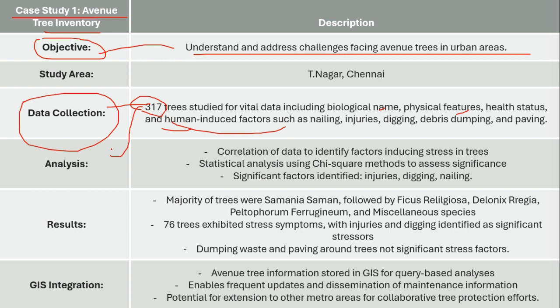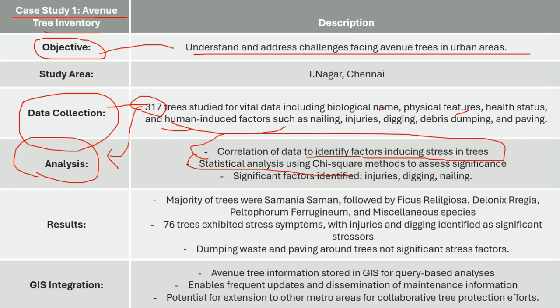So on these data sets, what analysis has been done? The correlation of data to identify factors inducing stress in trees, and statistical analysis using chi-square methods to assess significance. Significant factors were identified, like injuries, digging, nailing. And after this analysis, what results did we get?